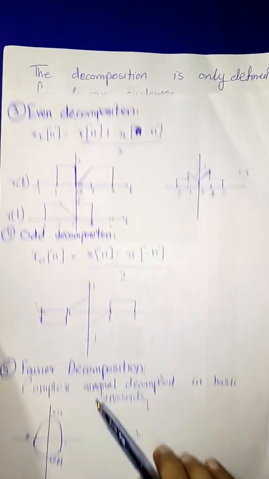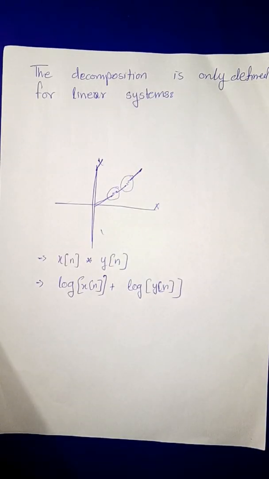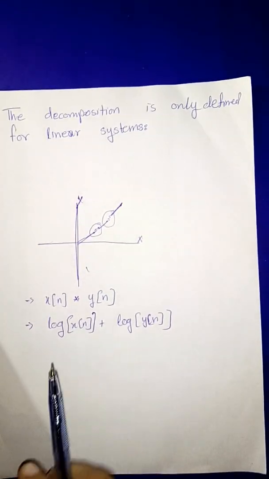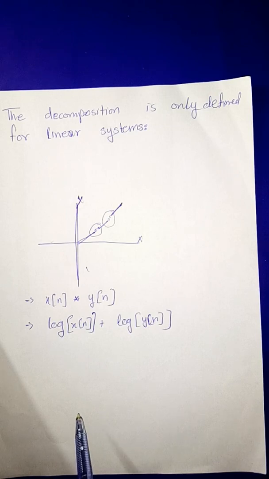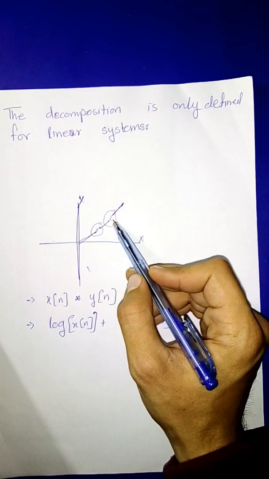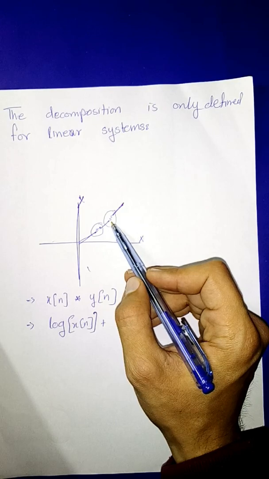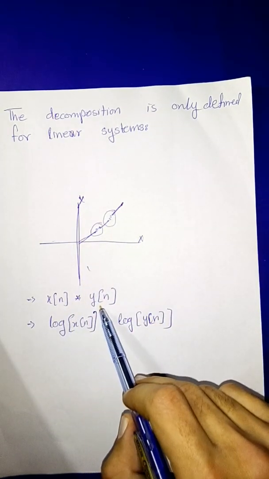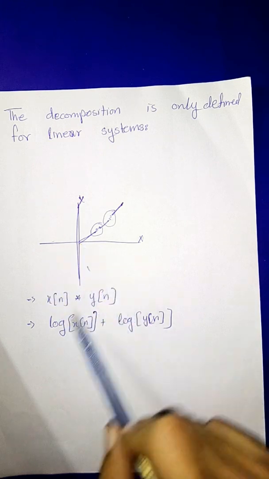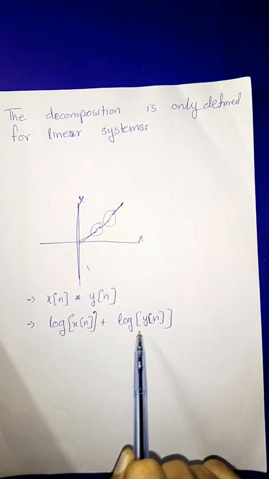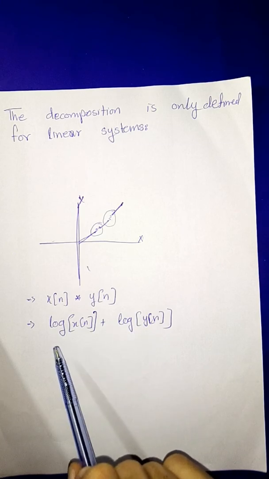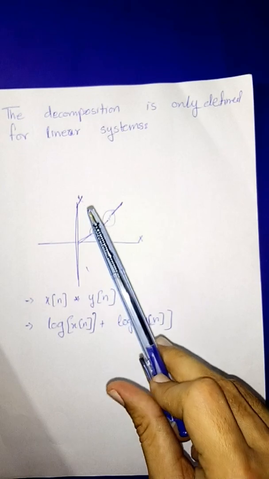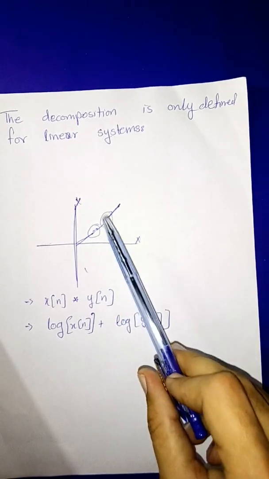Now if our signal is being decomposed, there is an implication that the system should be linear. Although if there are minor disturbances, minor noises in the signal, these can be neglected. For example, x and y are being convolved. If we take the log of both of these signals, then if there are any minor disturbances in the signal, these can be roughed out.